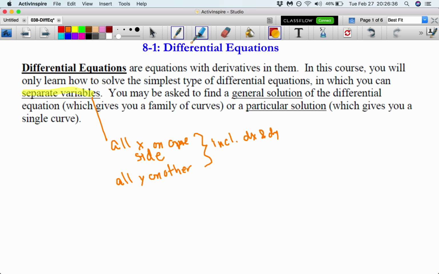Go figure. You may be asked to find a general solution of the differential equation, which gives you a family of curves. This should sound familiar. So the general solution of a differential equation would be something like plus c. You've seen that before. And a particular solution is where you'll solve for c. So in that particular solution, we would solve for c.